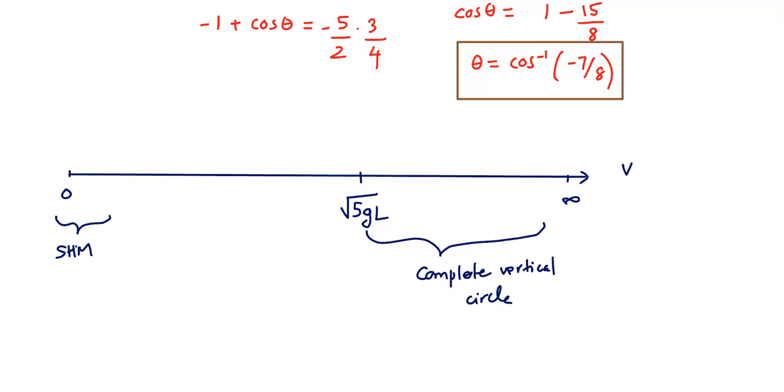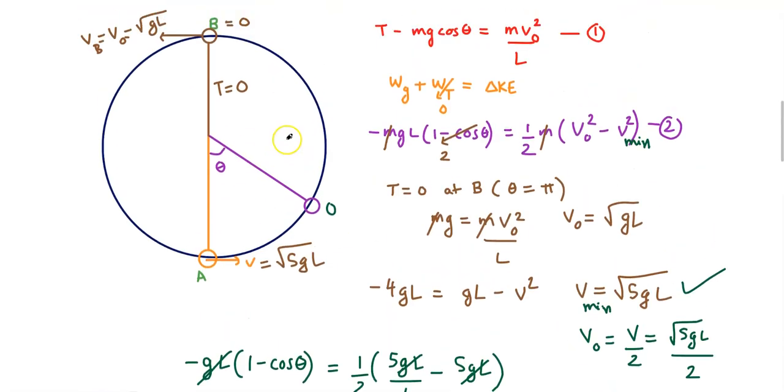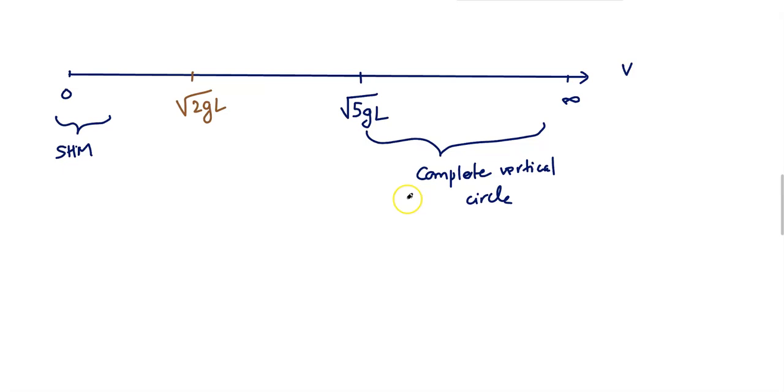I'm going to provide the answer to you, but leave the derivation as an exercise. For any speed between 0 and the square root of 2gl, for a speed of square root of 2gl the bob will go all the way to a theta of pi by 2, at which point the string will slacken, and then the bob will start to fall down and continue to execute circular motion. We haven't derived this, but I want to leave that for you as an exercise.